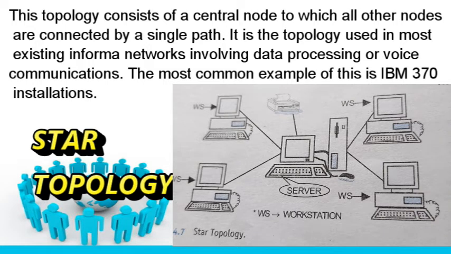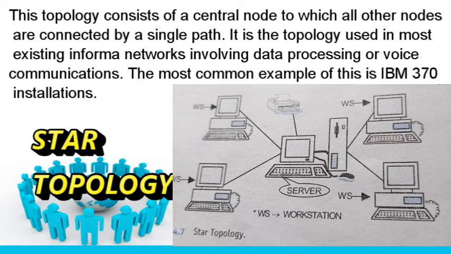So there are different types of topologies: star topology, ring topology, graph, bus, tree and mesh. I'm going to discuss each topology one by one. Coming to the very first topology, that is the star topology. Whenever I'm talking about the star topology, what happens with it? This topology consists of a central node to which all the other nodes are connected by a single path.